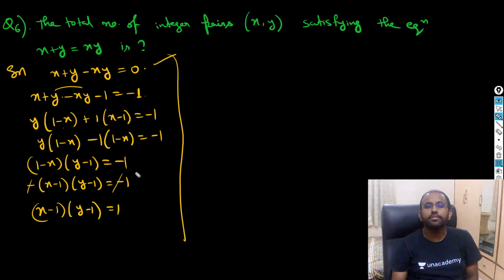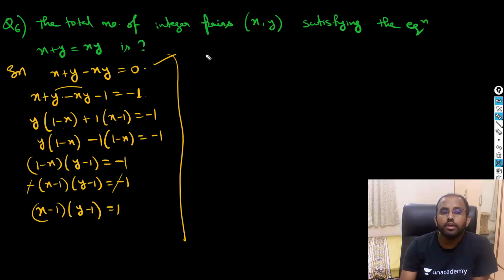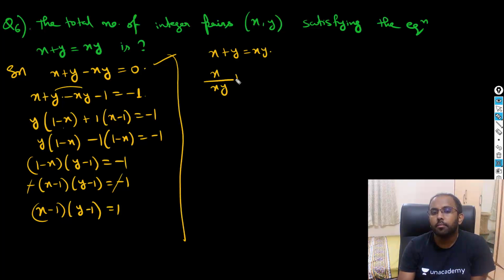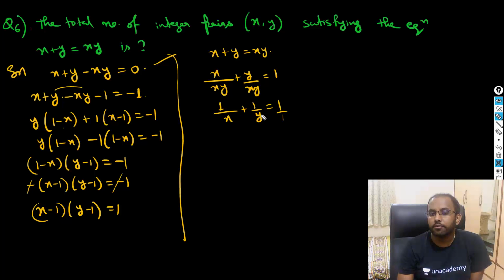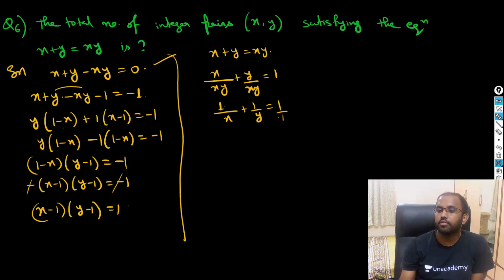The other way is, it's a standard formula also, we know, like x plus y equal to xy. So x plus y equal to xy, that means x upon xy plus y upon xy is equal to 1. That means 1 by x plus 1 by y is equal to 1. So we know that it is factorized like x minus 1 into y minus 1 is equal to 1. This is the way we do it, right? Actually, from here I directly write like this.